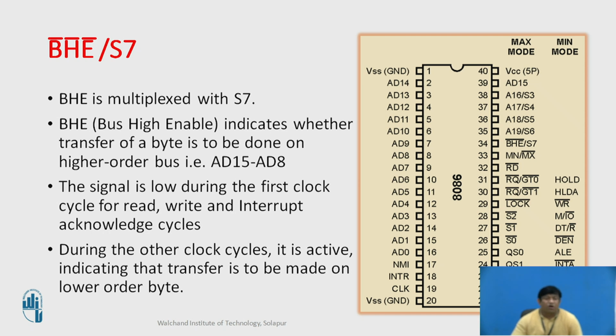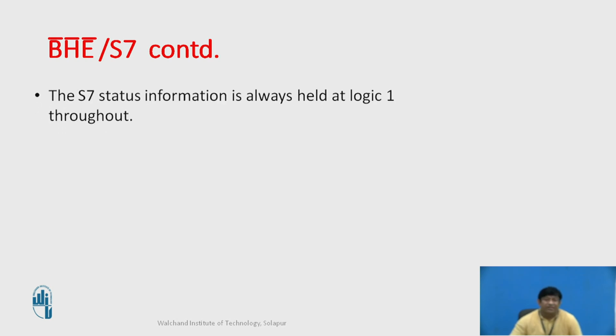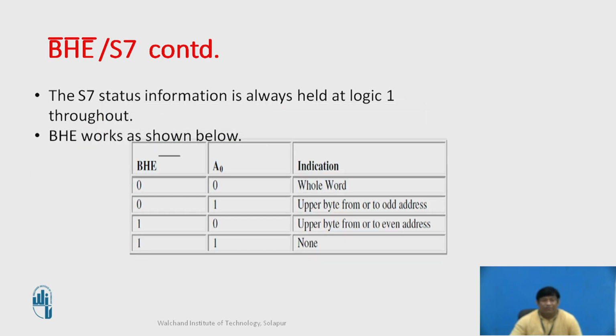Now BHE bar or S7. BHE is multiplexed with S7. BHE is bus high enable; it indicates whether the transfer of a byte is to be done on the higher order bus, that is AD15 to AD8. The signal is low during the first clock cycle for read, write and interrupt acknowledgement cycles. During the other clock cycles, it is active, indicating that the transfer is to be made on the lower order byte. The S7 status information is always held at logic 1 throughout. BHE works as shown below.